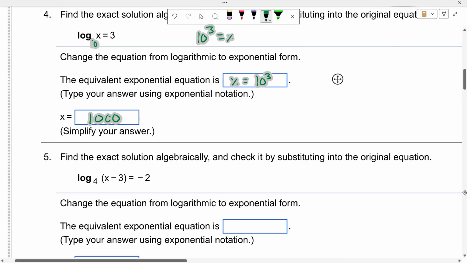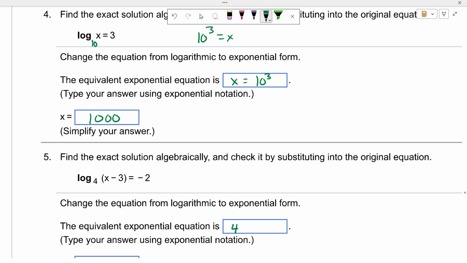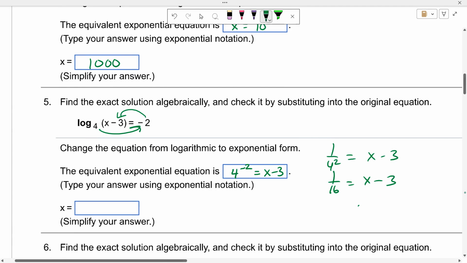So what would be the logarithmic equation for this second one? 4 to the negative second power equals x minus 3. This to this power equals this. So 4 to the negative second is 1 over 4 squared equals x minus 3. 1/16 equals x minus 3. Add 3. x equals 3 and 1/16, or 49/16ths.